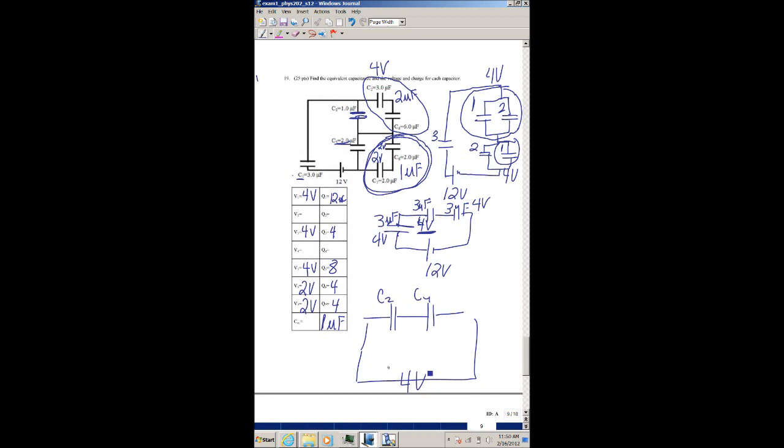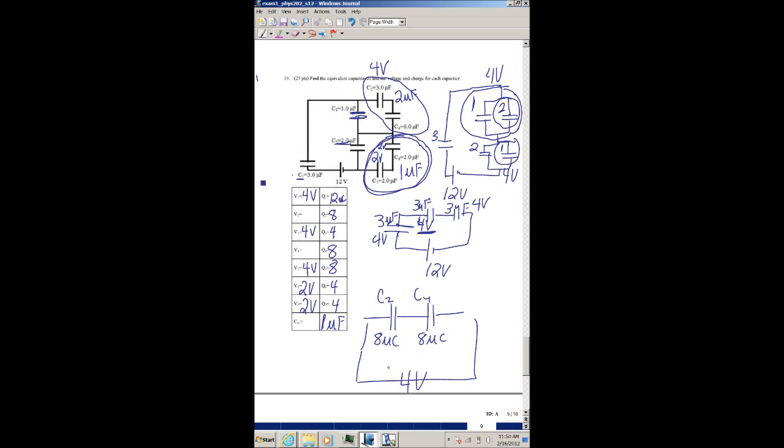Alright, but it's not split evenly. So I need to find the charge on them. Now I know that the equivalent of those 2 capacitors is 2 microfarads. So that means that I have a charge of 8 microcoulombs on each of these. So I have 8 and 8.